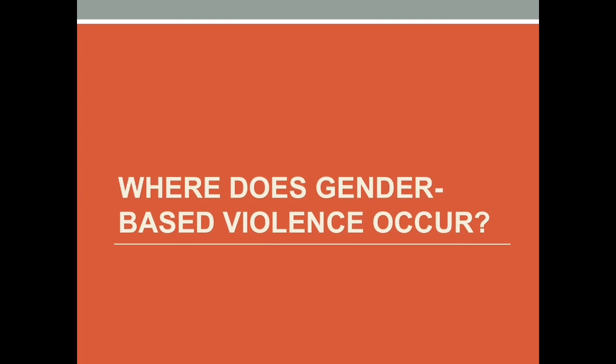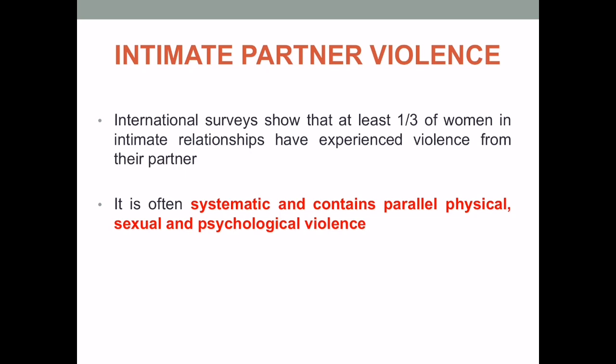Where does gender-based violence occur? Manifestations of gender-based violence. It is often repeated and systematic. Gender-based violence occurs in homes, but also in schools, at workplaces, parks, and other public places. It is random, but often, particularly when the perpetrator knows the victim, repeated and systematic.